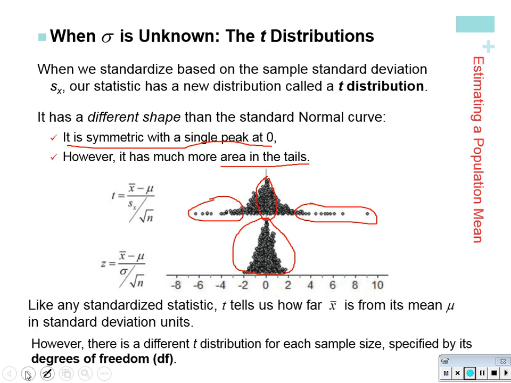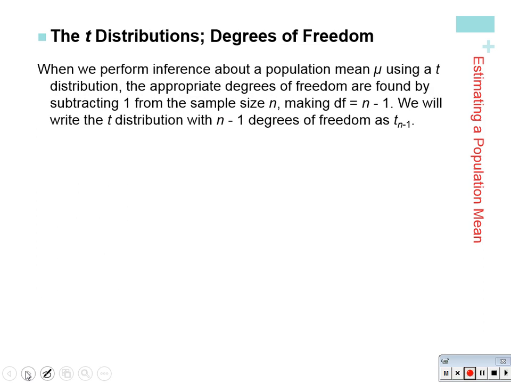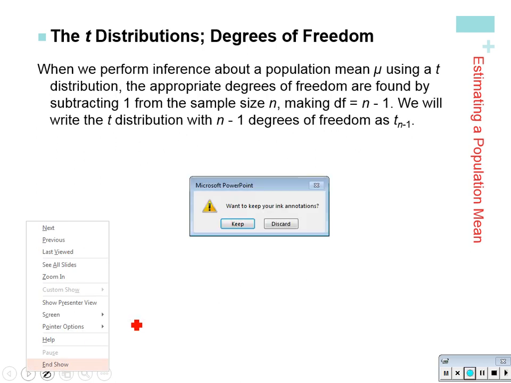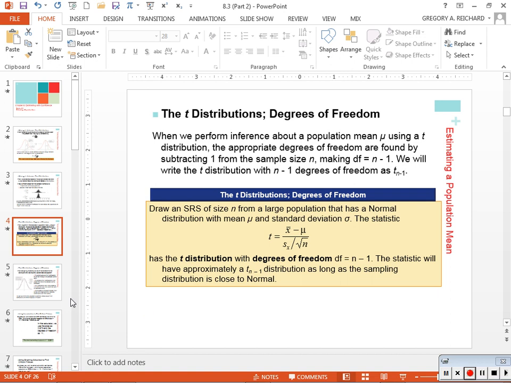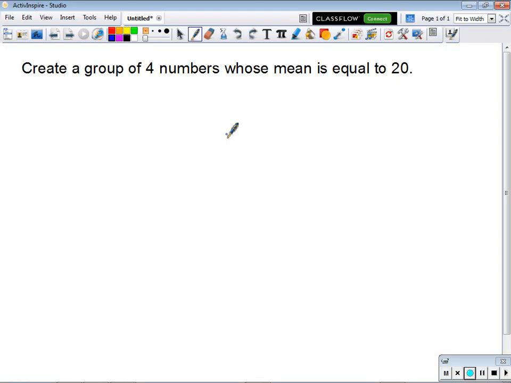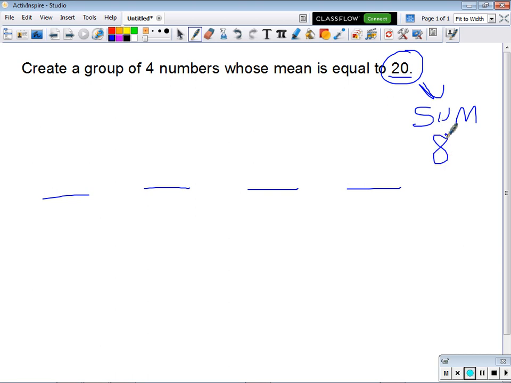The other thing that comes up with a t-distribution is what's known as the degrees of freedom. I want to pull up something a little bit different here to explain what exactly degrees of freedom are. Take a look at a question like this: create a group of 4 numbers whose mean is 20. If the average is 20, that would mean the sum of these 4 numbers would have to equal 80.